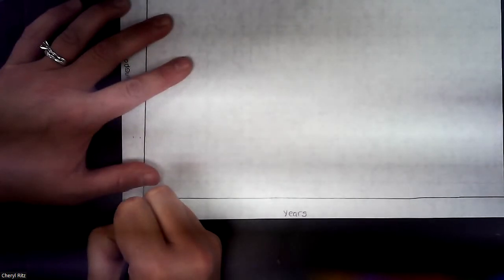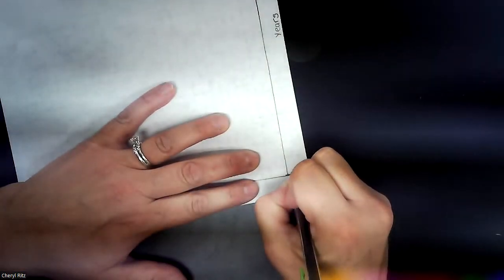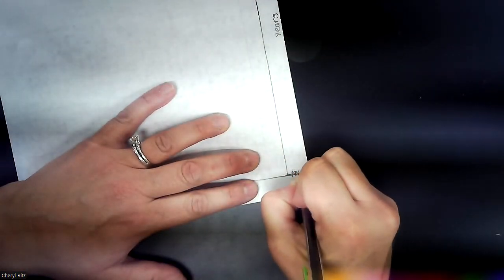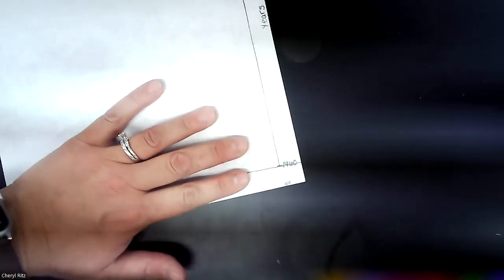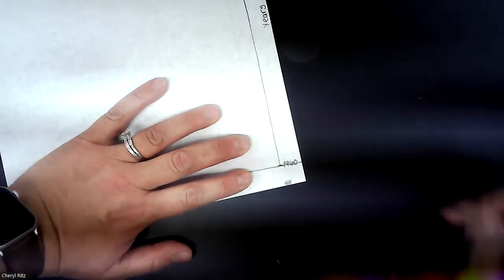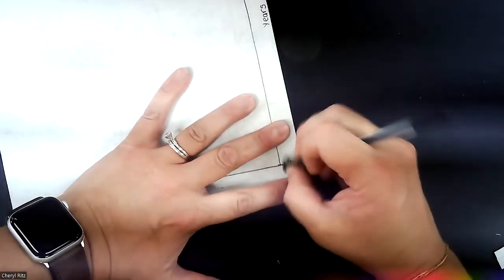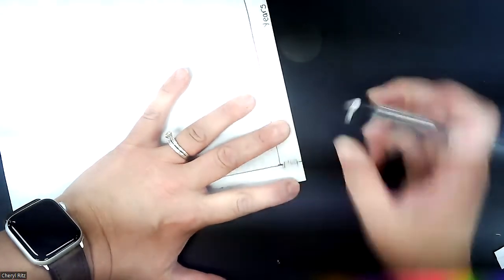So I would recommend you could do one of 2 things. You could start, I'm going to just turn my paper to write better. You could start right at 1964, or you could start at 1960. I don't care which you choose. And then you need to go all the way up to 2016. Do you think you can count by ones? That's a lot of years. You might be able to, I'm not sure.